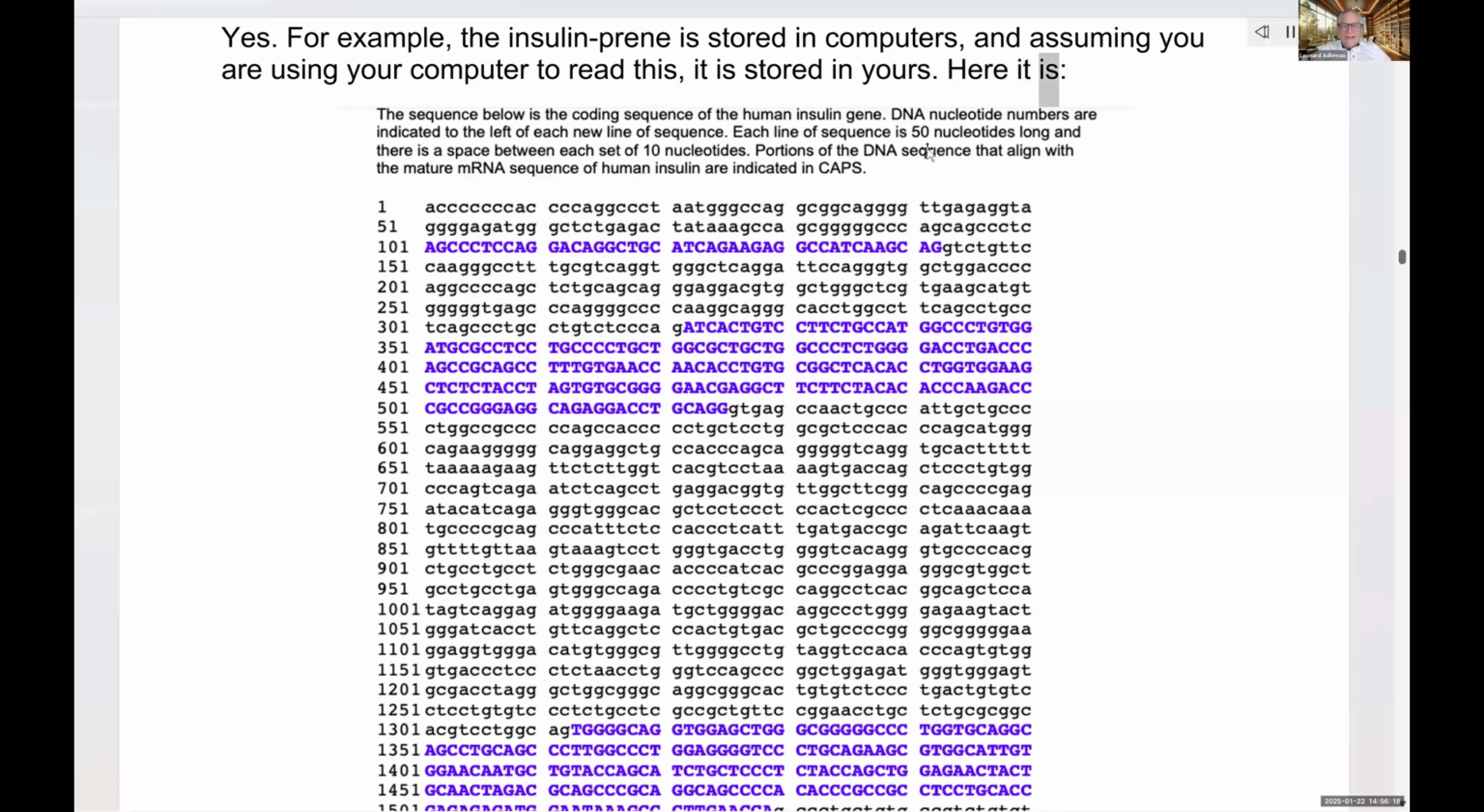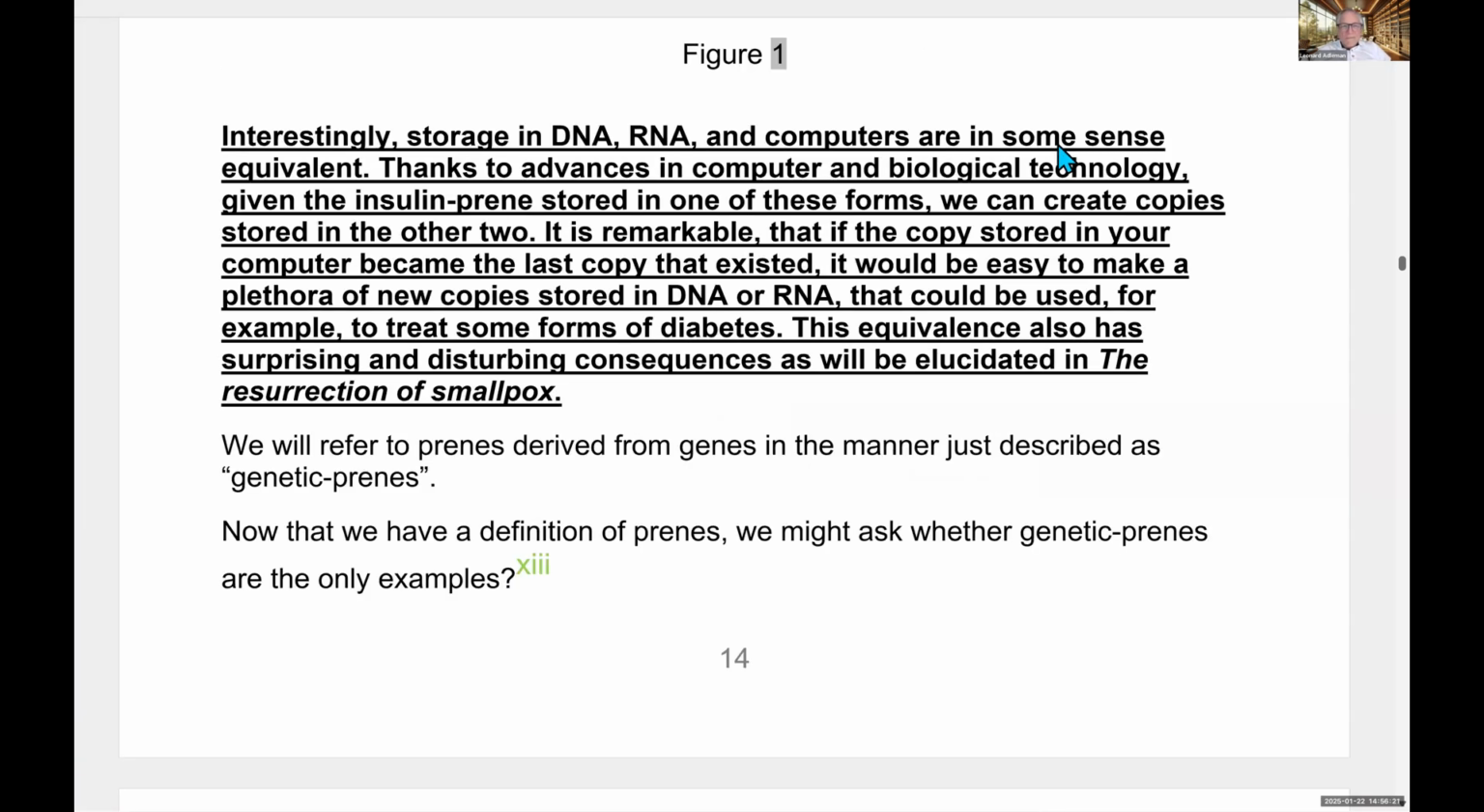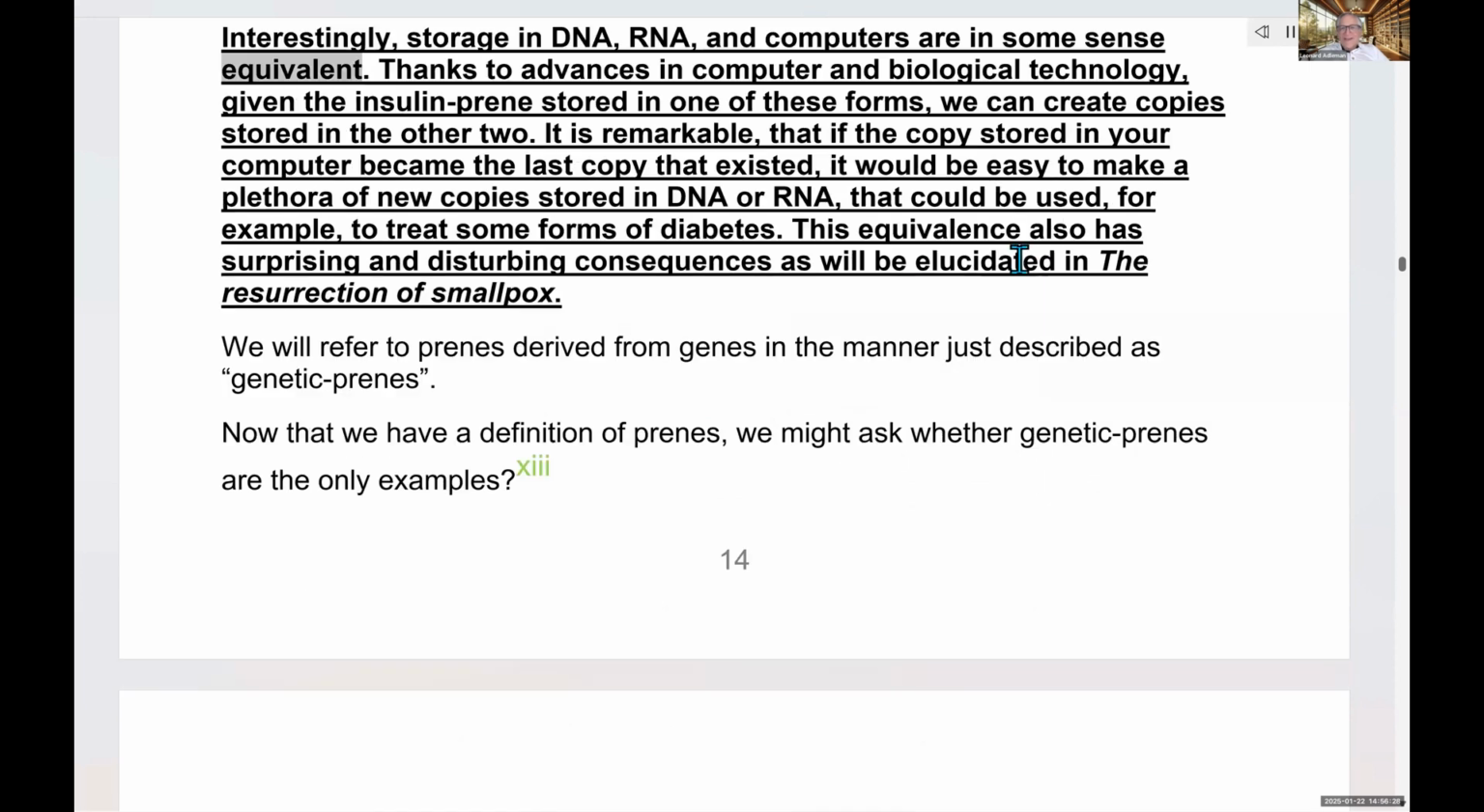Here it is. Figure 1. Interestingly, storage in DNA, RNA, and computers are in some sense equivalent. Thanks to advances in computer and biological tech.